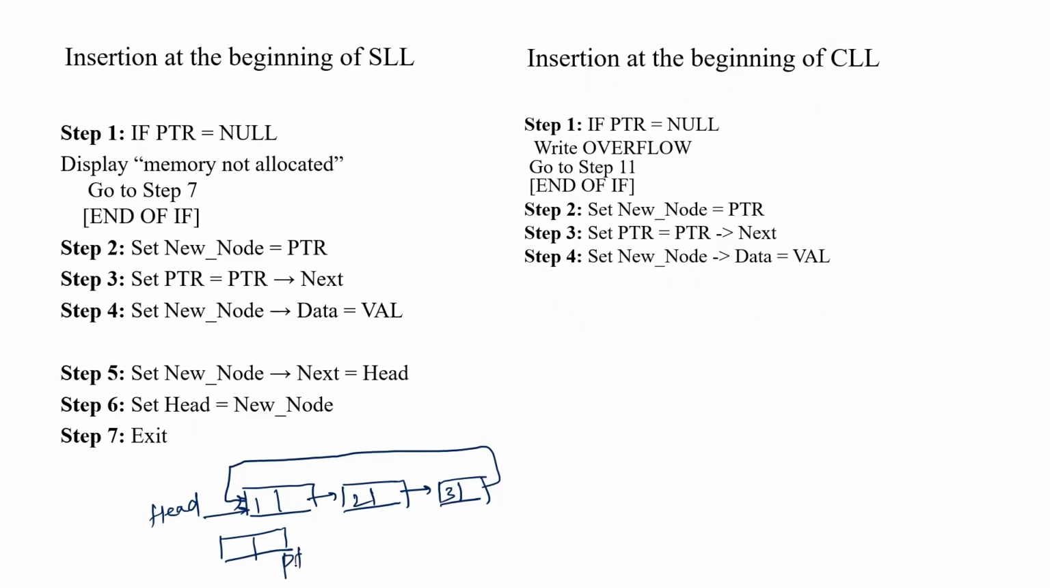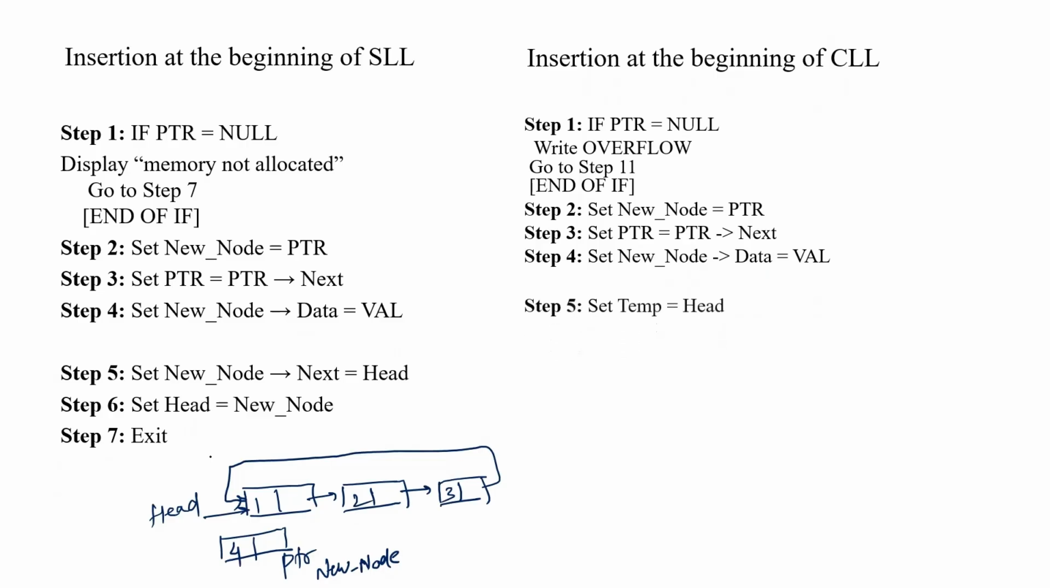Here this was PTR, so we are assigning the name new node also, so that we can do operations with the help of new node. Step number 3 is you set PTR is equal to PTR to next, which we will reserve for another use. Step number 4, new node to data is equal to value. So here I can write the value in the data field of the new node.